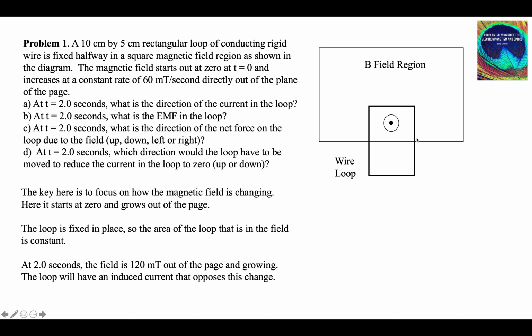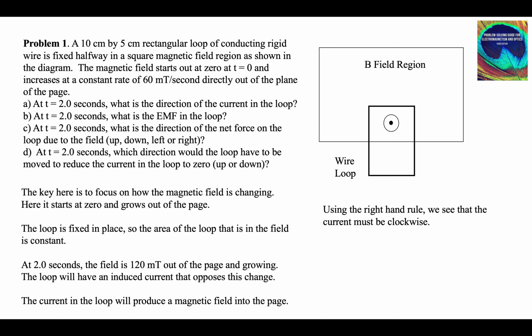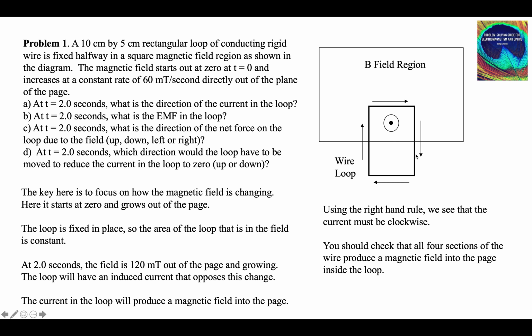This loop is going to have an induced current that opposes the change in flux. The flux is growing out of the page. The loop is going to produce a magnetic field that's into the page that opposes the change. We can use the right-hand rule. We can see that the current must be clockwise. We can draw the current in there, and on any of these four sides, we can put the thumb of our right hand along the current. Our fingers are going to curl into the page, inside the loop, for each one of those four directions. You should check this. Put your thumb on your right hand down. Your fingers are going to curl into the page, inside the loop.